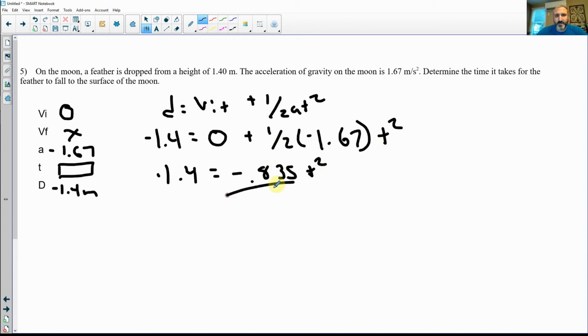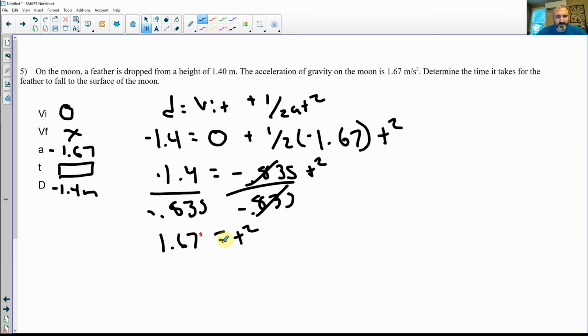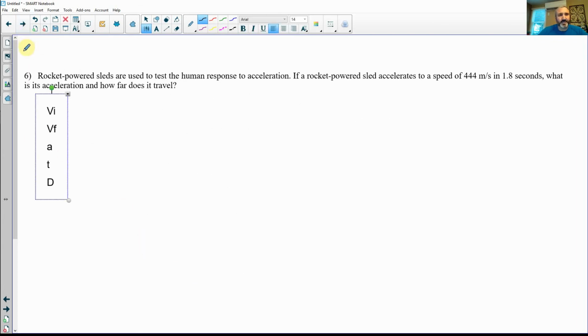So now we're going to divide both sides by negative 0.835. That'll go away. T squared is negative 1.4 divided by negative 0.835. That'll be 1.67 is T squared, but we don't want T squared, we want T. So we'll take the square root. It's a good thing that it's a positive number because we can't take the square root of a negative number. So T is going to be 1.29 seconds. I hope that made sense.